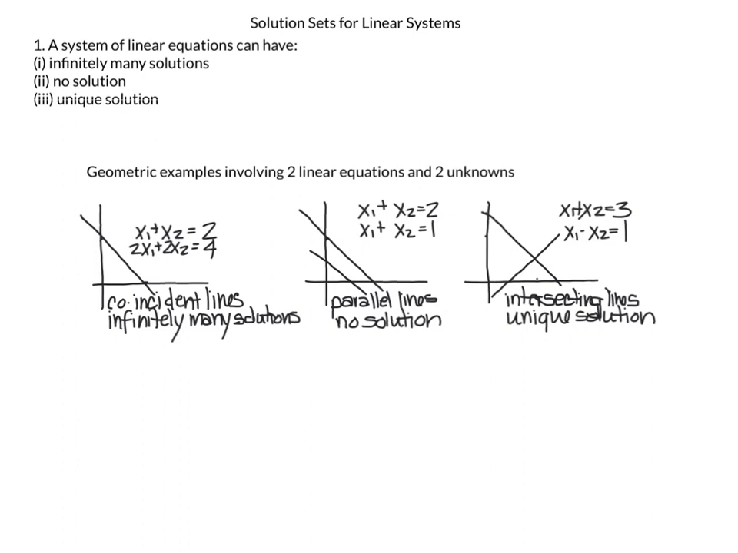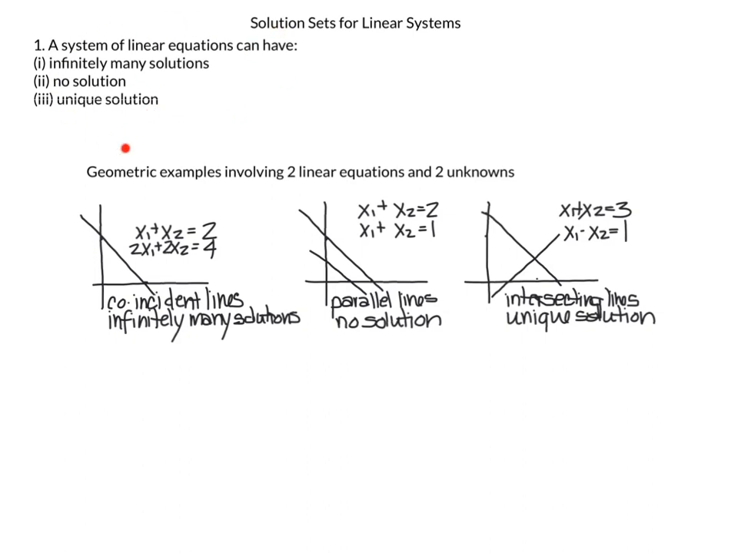The final situation is a unique solution. So you have intersecting lines. The lines intersect at exactly one point. So for example, x1 plus x2 equals 3 and x1 minus x2 equals 1. So intersection at a single point, or a unique solution.